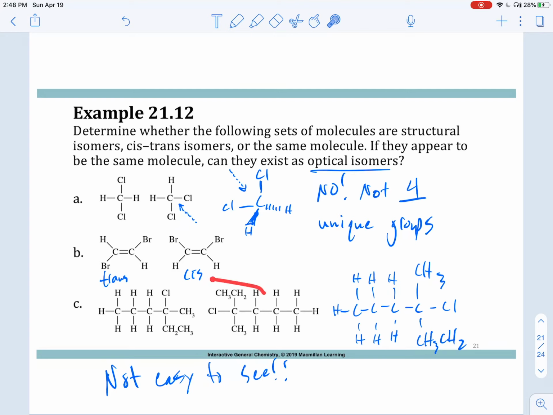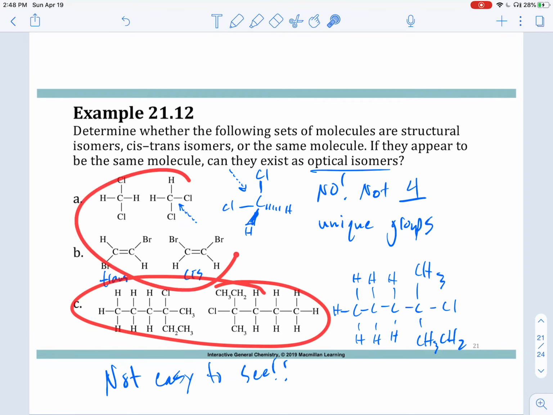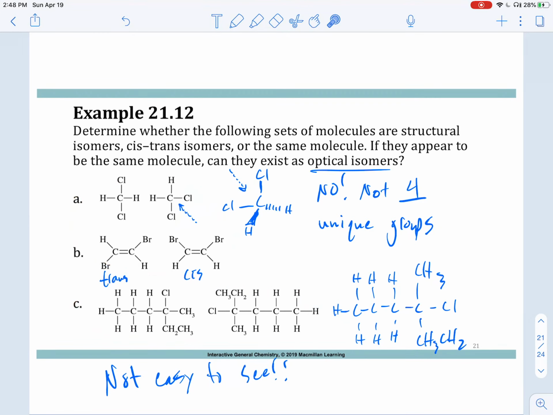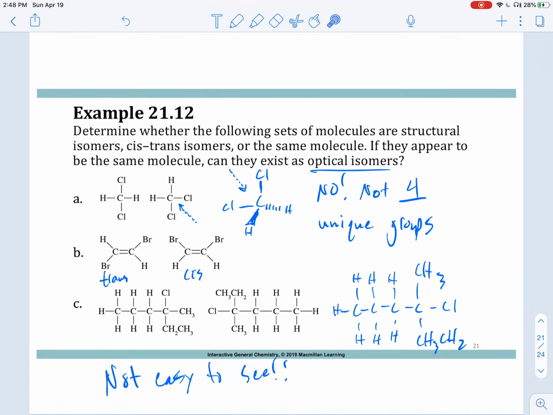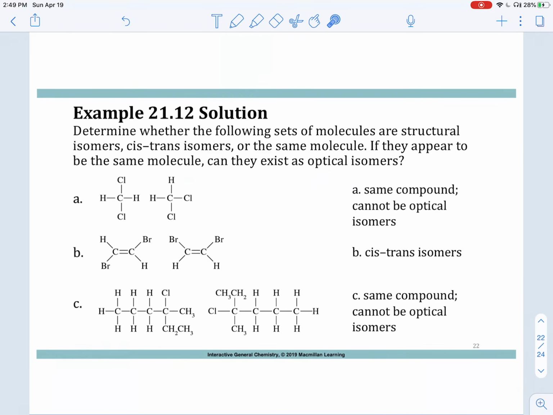So take some practice, look at more of these problems, go online, find some models, and that'll help you kind of identify these better. This will probably be one of the most tricky things to do on paper in this section, is to try to predict whether these are the same molecule or not, or structural isomers or optical isomers, etc. But for now, that's where we're going to end.